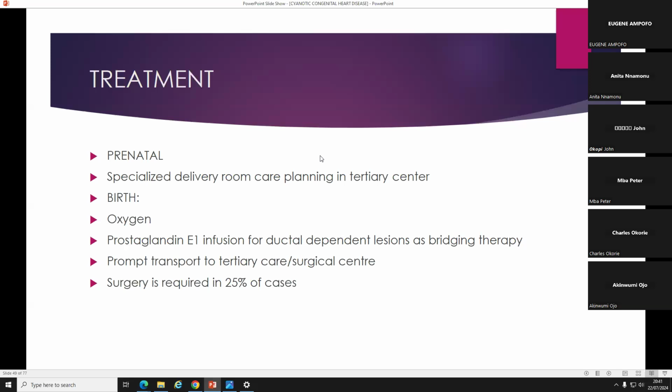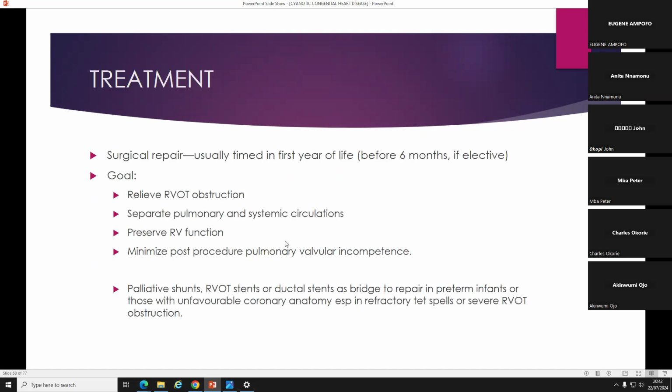However, when it is diagnosed after birth, they should be supported with oxygen as needed, other supportive measures. Prostaglandin E1 infusion is used to keep the ductus arteriosus patent as bridging therapy to surgery whilst you're trying to get the child across to a surgical center. They should be transported immediately, as soon as possible, to a surgical center, which is required in 1/4 of cases, especially if they are very cyanotic.